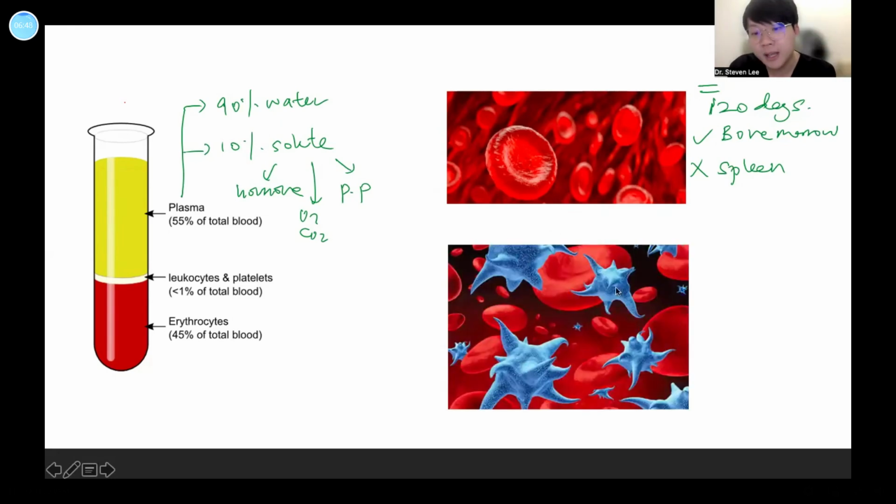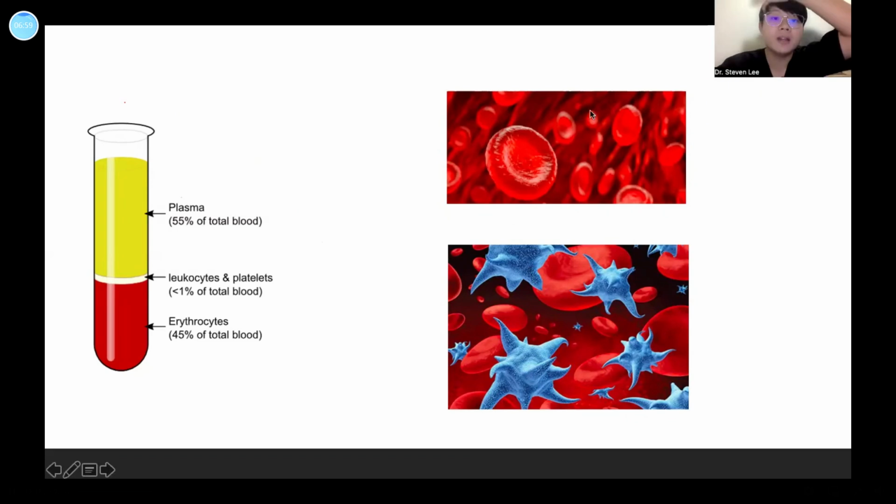Now, this is showing you the platelet. Platelets also have no nucleus, but their lifespan is much shorter, only about 1 week, about 7 days. Their function is blood clotting. So this is pretty straightforward, and I believe no students will have problems.